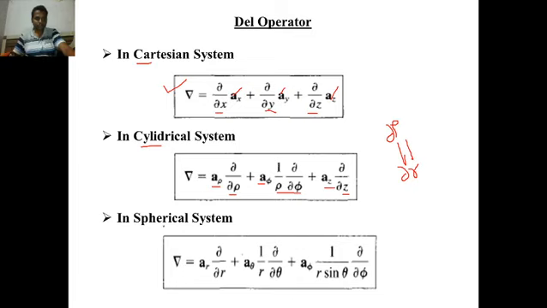Del formula in the spherical system, how will you memorize this? For that you require the three differential lengths of the spherical system, which are: dr, r d theta and r sin theta d phi. You write down these three differential lengths on the denominator side, and attach the three unit vectors of that system. You will get the formula of the del operator in these three coordinate systems.